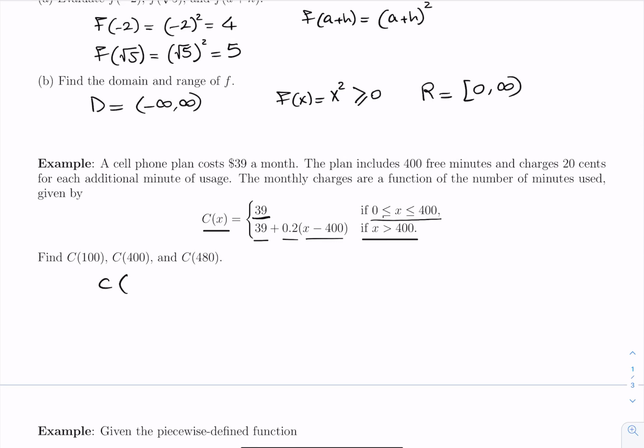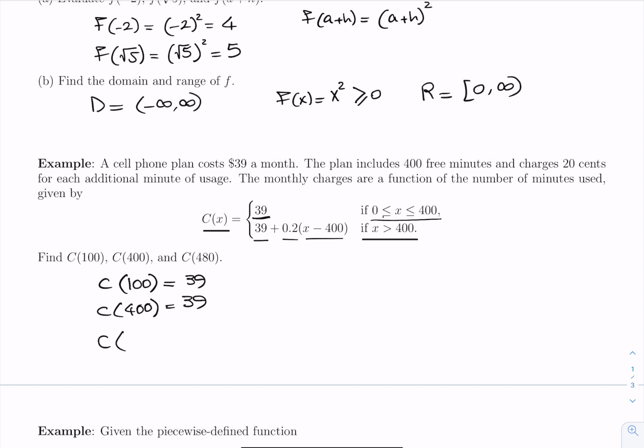Let's do a little practice with this. So C of 100, what does this mean? It means the cost for the cell phone if you use it for 100 minutes. That is less than 400. So how much do we pay? $39. C of 400, that means the cost for using the cell phone for 400 minutes. That still satisfies the first condition, and that means we're still paying $39.